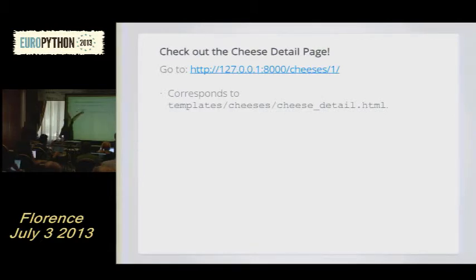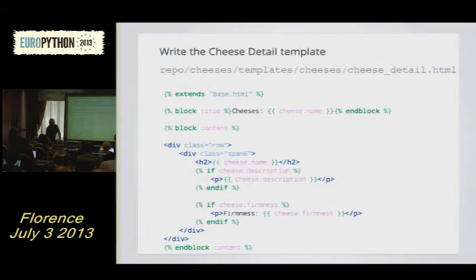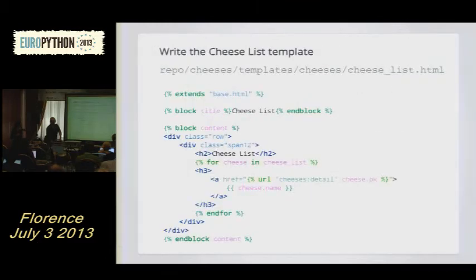Anyway, if you go to cheeses/1, oh, okay, we have a question. The other one? This one? Yeah. There's a mysterious variable, cheese list. Oh, this one? You're wondering how it's there.